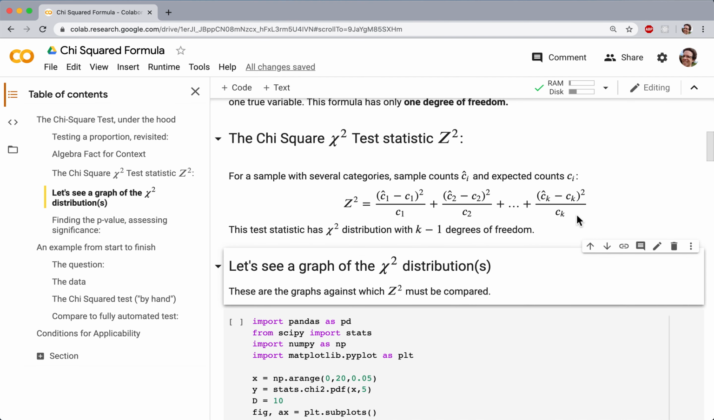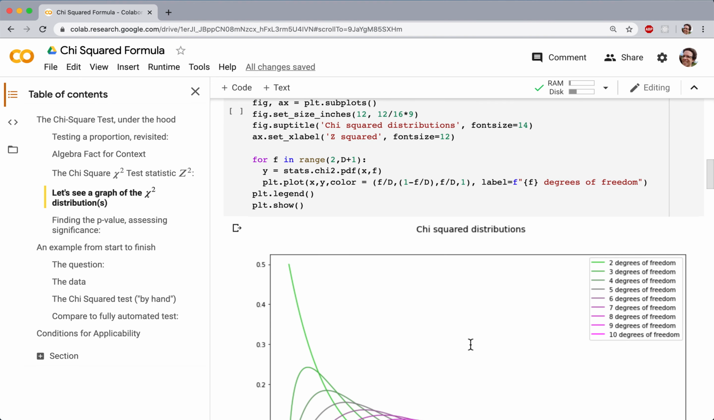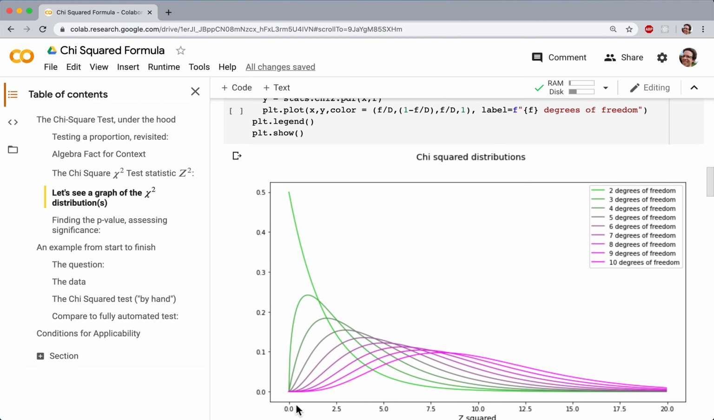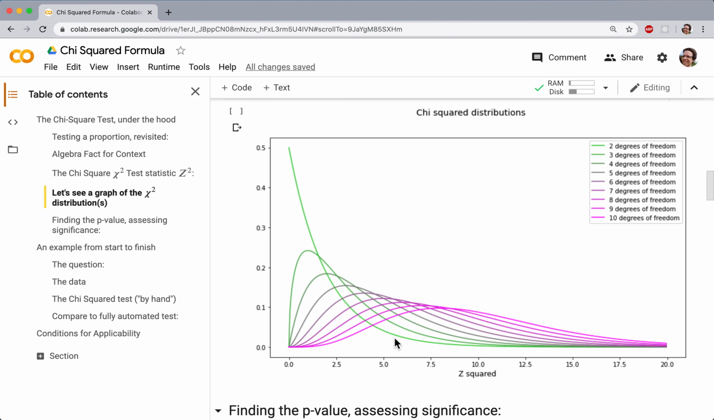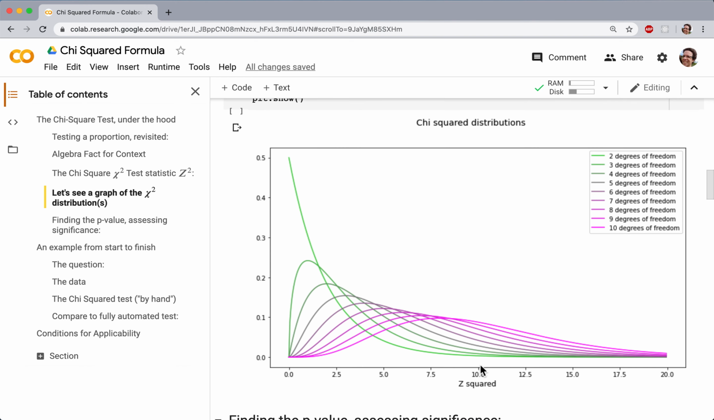So if we have 10 different categories, then we'll have 9 degrees of freedom. Then we have to pick the right graph, the one with 9 degrees of freedom, and compare our z-squared to that. So our z-squared value is going to be somewhere on this graph. And all we really need to do to perform the chi-squared test is identify the right graph first, maybe 9 degrees of freedom, find the z-squared value, and then calculate the right tail of that.